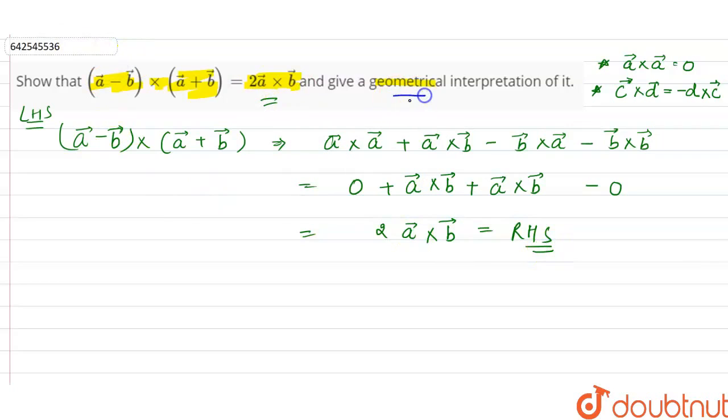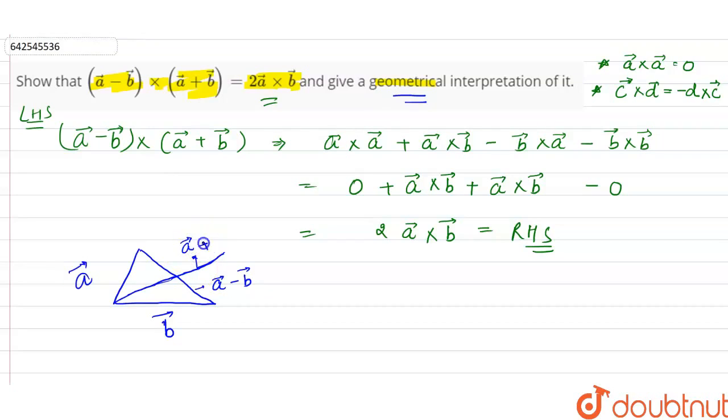Also in the question it is asked to give the geometrical interpretation. So if we take two sides of the parallelogram and say that this is a vector and this is b vector, then these two are the diagonals. This diagonal will be a vector minus b vector, and similarly this diagonal will be a vector plus b vector.